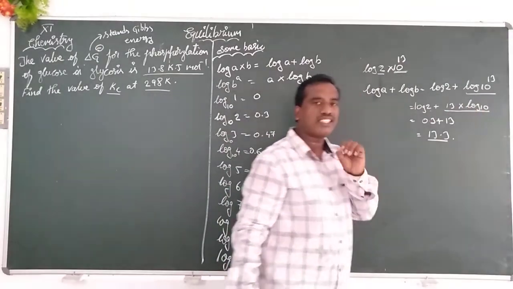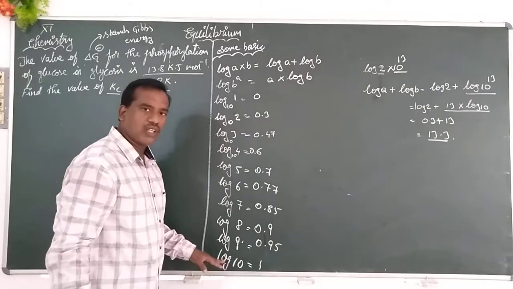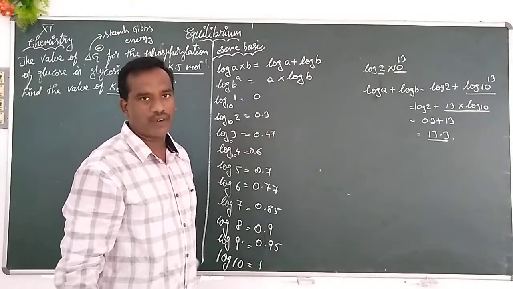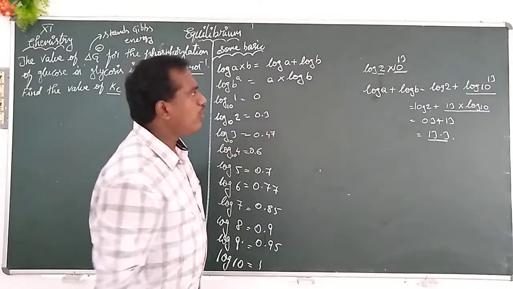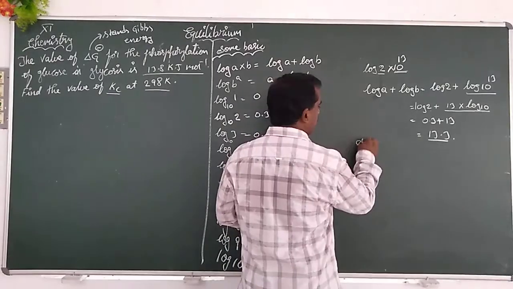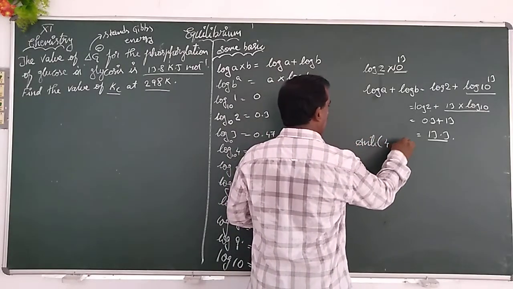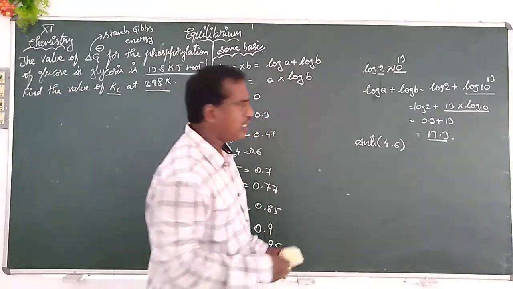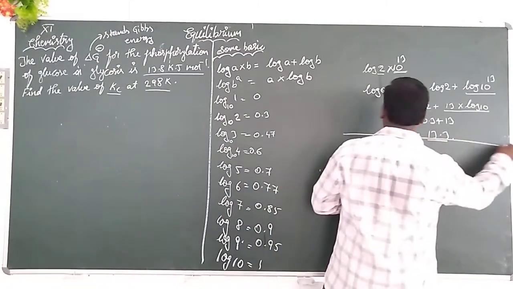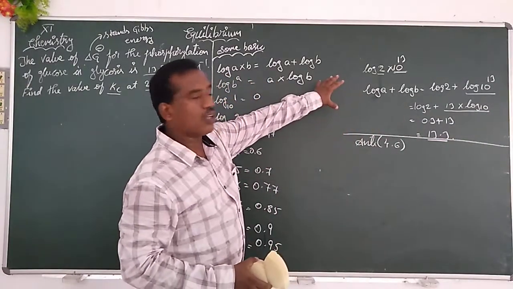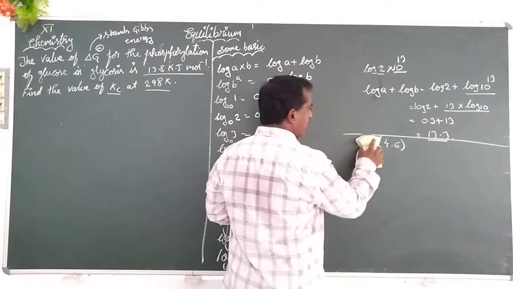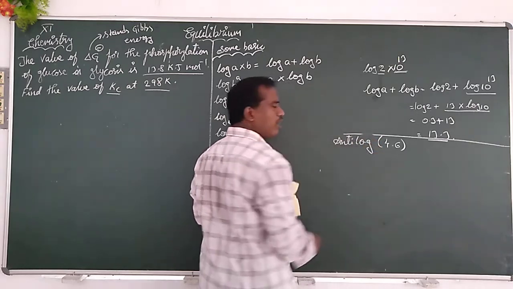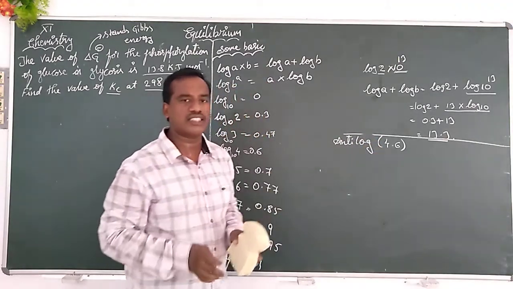For log base 10, the log 10 value is 1. The value is 1. So if you want to see some anti-logarithm values, take any value. I am taking here anti-log of 4.6. First of all, you must break this one. Presently, above, I have taught you how to work with logarithms. Next we are seeing how to work with the anti-logarithm values.